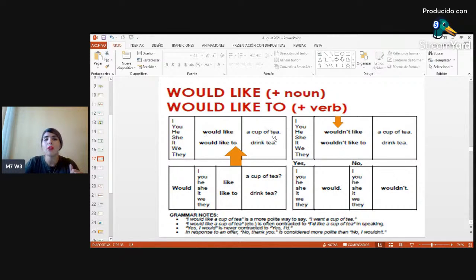Y me gustaría una taza de té. So in this case we have, this is a noun. And we can use it too with a verb. They are two verbs, so we can separate it by adding "to" in the middle. So if you want, you can do it with a noun or with a verb. A cup of tea. Me gustaría. I'm talking about myself, so I like to, or I would like a cup of tea. Me gustaría una taza de té.